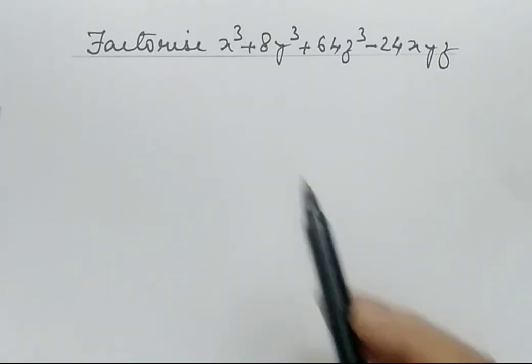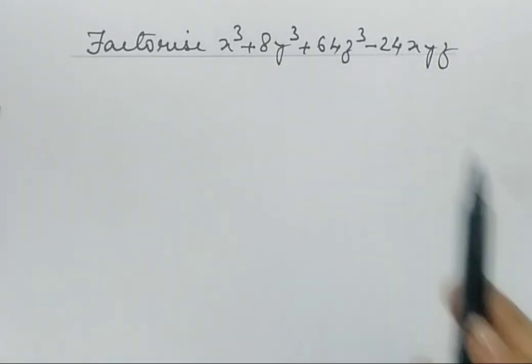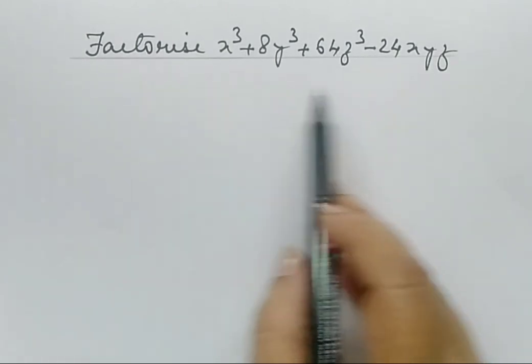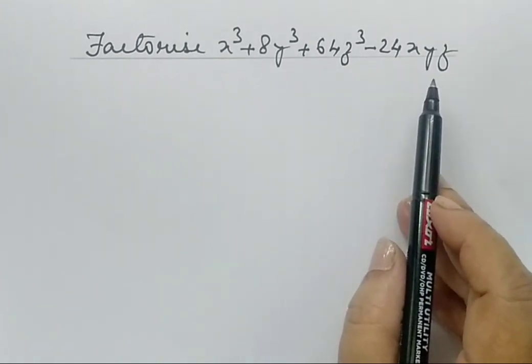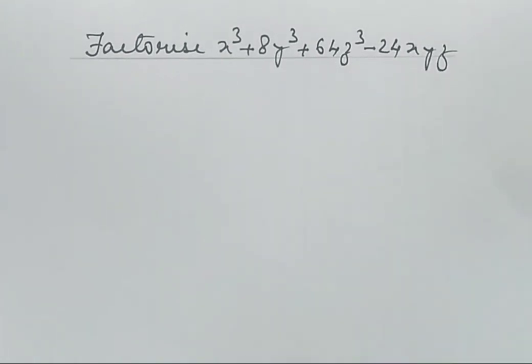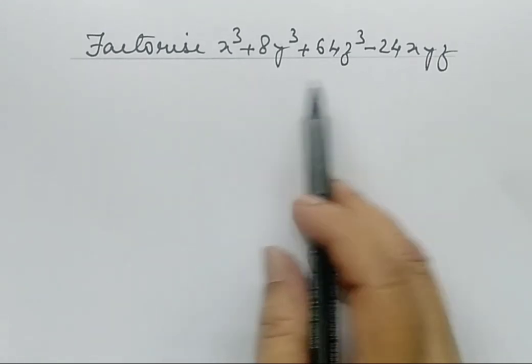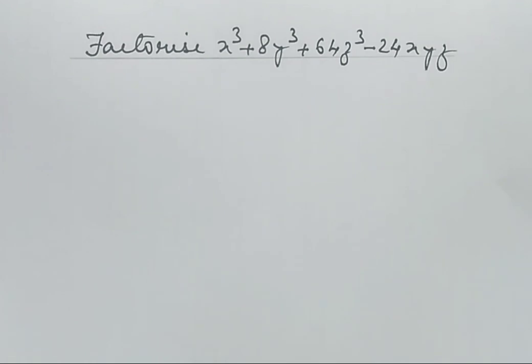Guys, so how do you think we are going to factorize this? Okay, any idea? And also I would like to ask, which identity would you use for this? Okay, so be with me. Let's see how we deal with this and find the factors of the above algebraic expression. Okay, so any idea, any guesses?